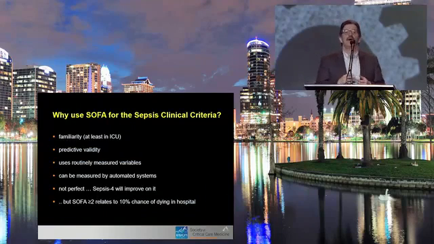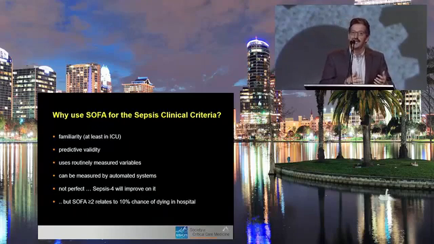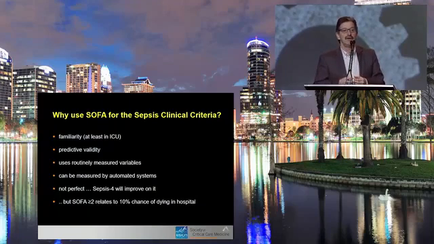So why did we use SOFA? Well, we're familiar with it, at least in the ICU setting. It does have predictive validity. It's been around for a long time. There are many studies showing that the higher the SOFA score, the more likely that patient is to die. It uses routinely measured variables, so we're not asking for anything special, and it can be measured by automated systems. The electronic data capture system in the ICU in which I work does it automatically day by day.